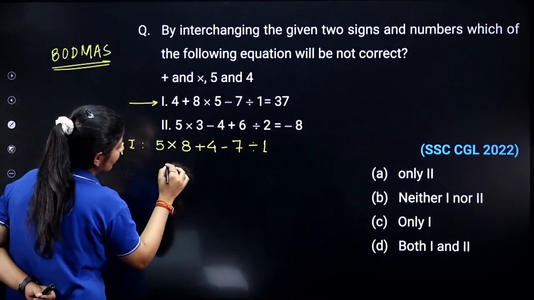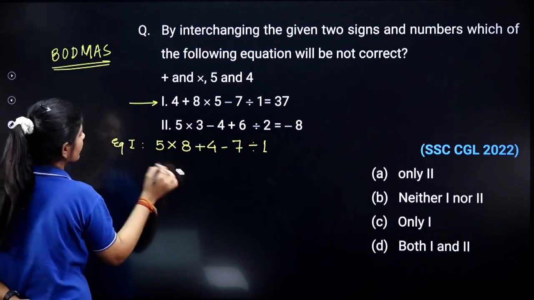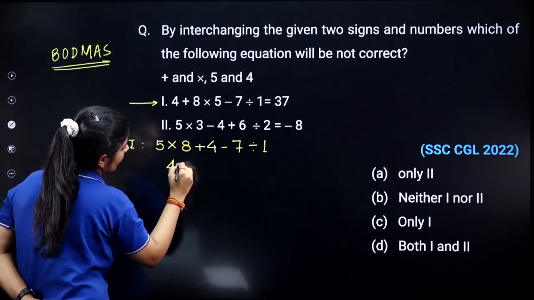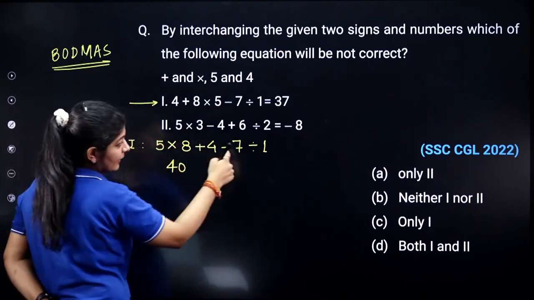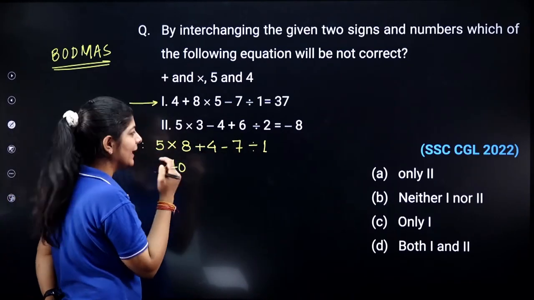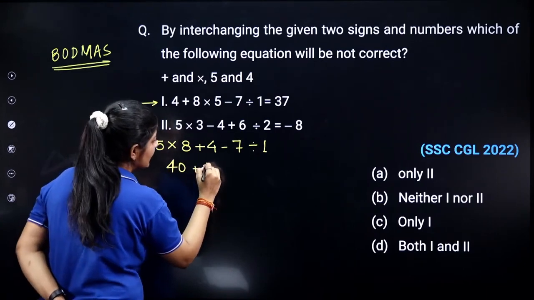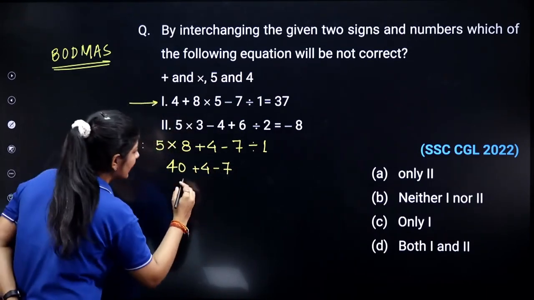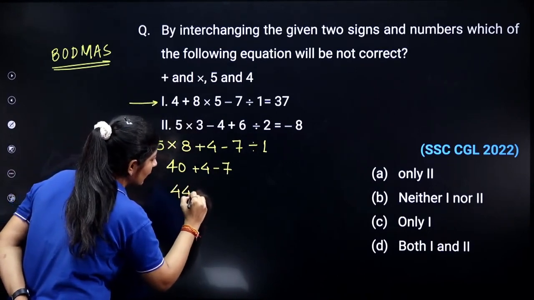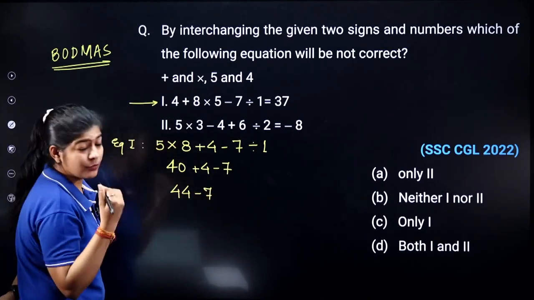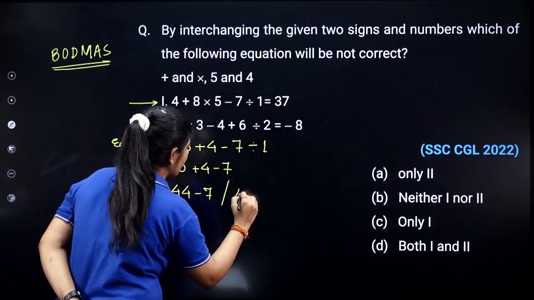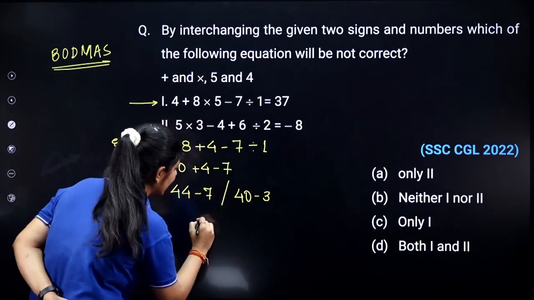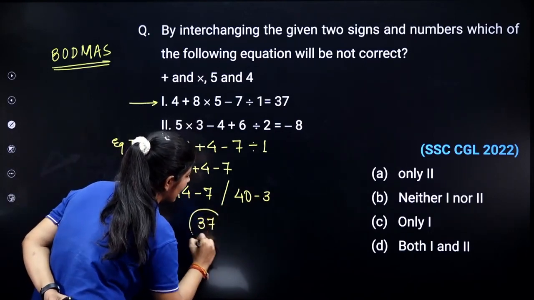Here I am getting 40. 5 into 8 is 40. When I divide 7 by 1, I get 7 only. Plus 4 minus 7. So I can write over here 44 minus 7, or you can also write it as 40 minus 3. When I solve this, I get 37 as my answer.